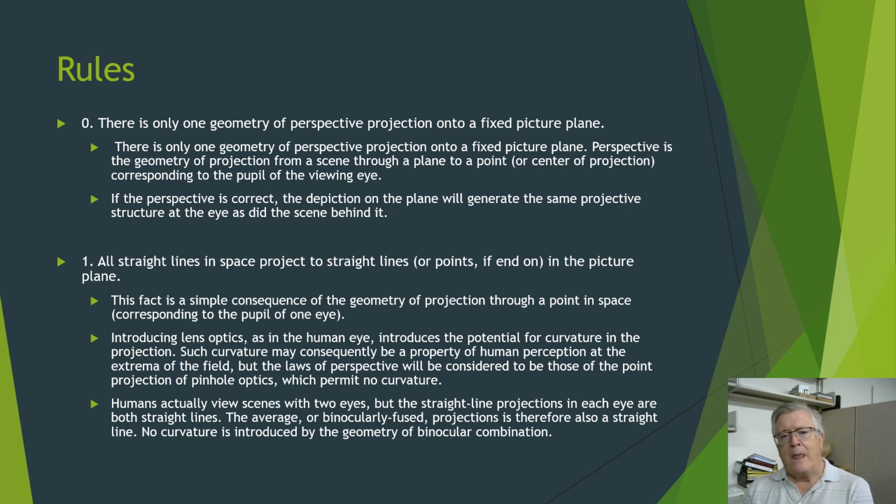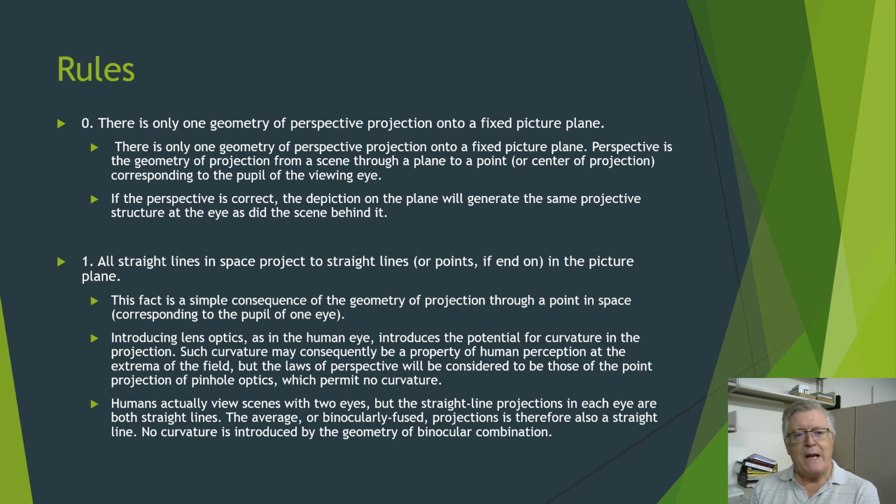Okay, rule 1. All straight lines in space project to straight lines or points if end on in the picture plane. So remember, we're talking about this plane that we're going to draw our picture or our photograph. This fact is a simple consequence of the geometry of projection through a point in space corresponding to the pupil of one eye.